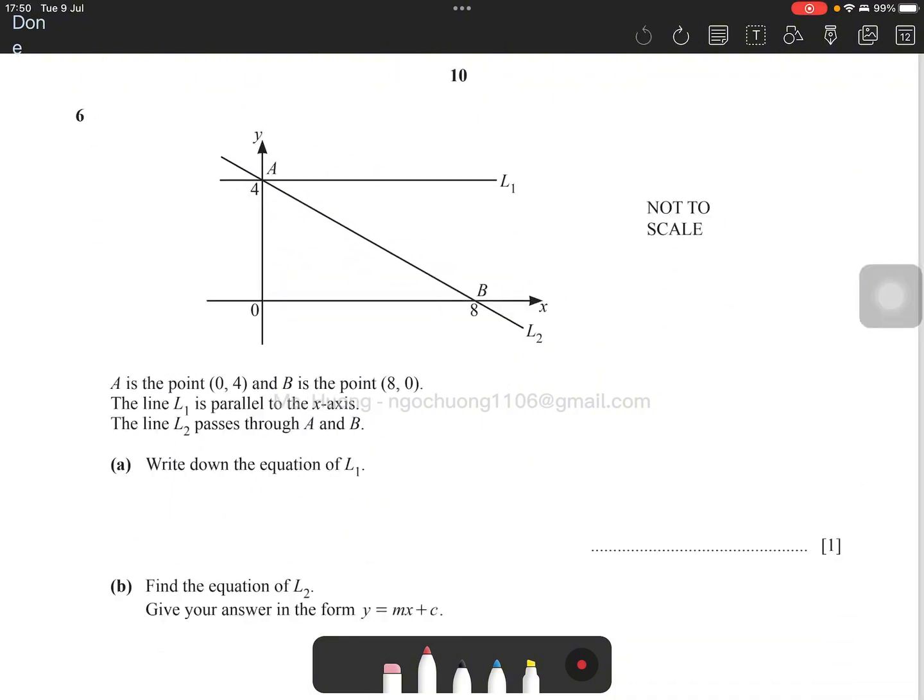Question 6. A is the point 0,4 and B is the point 8,0. The line L1 is parallel to the x-axis, and the line L2 passes through the points A and B. Question A. Write down the equation of L1. You know that L1 is parallel to the x-axis, so the equation of the line L1 should be y equals a constant. In this case, the line L1 passes through the point A, 0, 4. So the y value of A is 4, which means the line L1 is y equals 4.